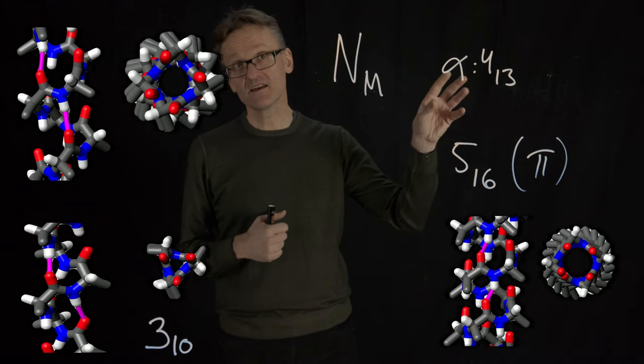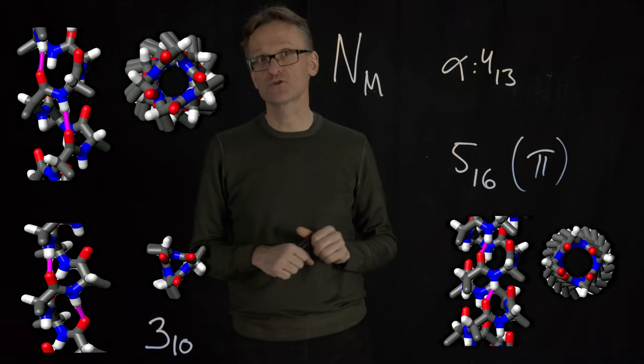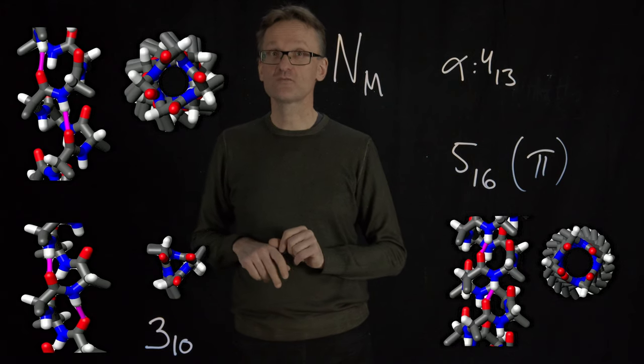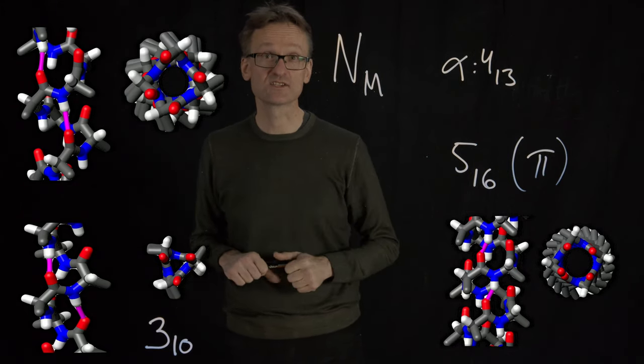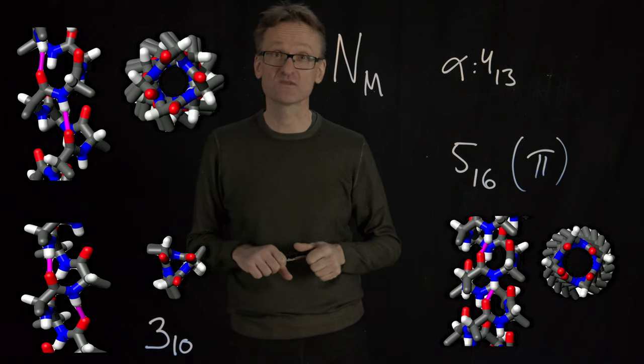You should know your alpha helix, and you should at least know that there is a helix called 3-10. But if you had to take your bet on a helix in a protein, it's going to be alpha helix. I've only worked with 3-10 helices throughout my career, and I've seen pi helices, but never really used them.